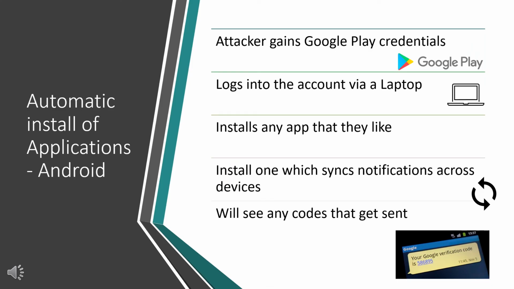This is a relatively new attack vector. If an attacker has access to your Google Play credentials, which if you reuse your passwords is possible, they can log into your account via a laptop, although you do get a prompt and some social engineering might be required. But if they do get access, they can install any app they like onto your smartphone without you knowing, as the installation is automatic. If they then install an app which syncs your notifications across devices, they would be able to see any two-factor authentication codes which get generated.